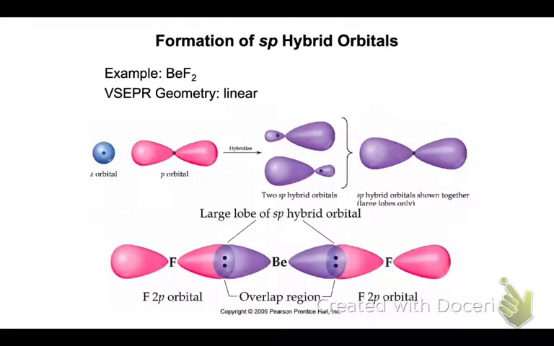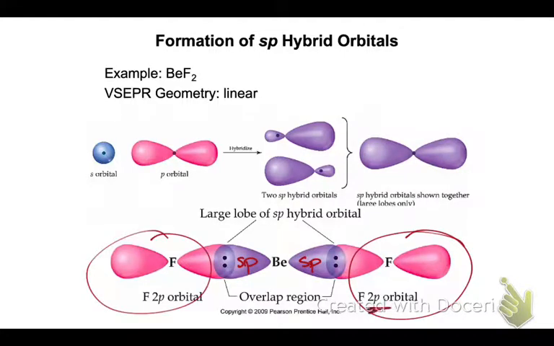Okay, so beryllium uses the purple orbitals, which are the sp orbitals, and fluorine uses its atomic orbital, which is the 2p orbital. All right, let's go next.